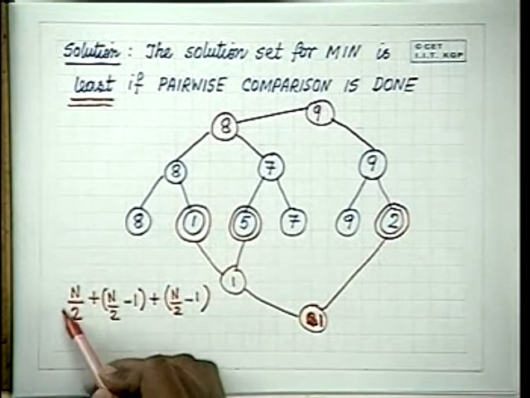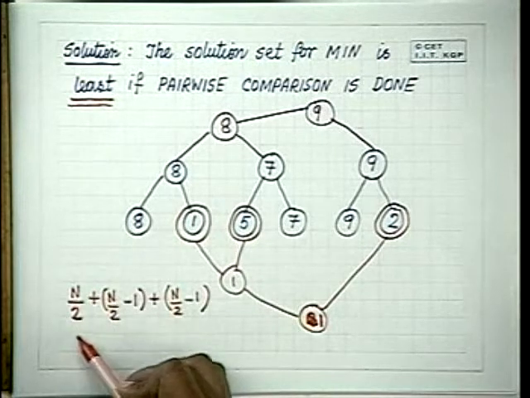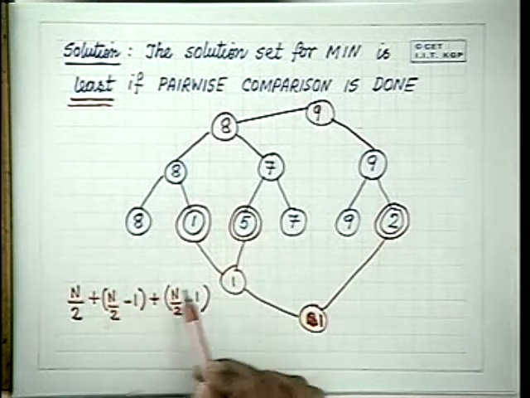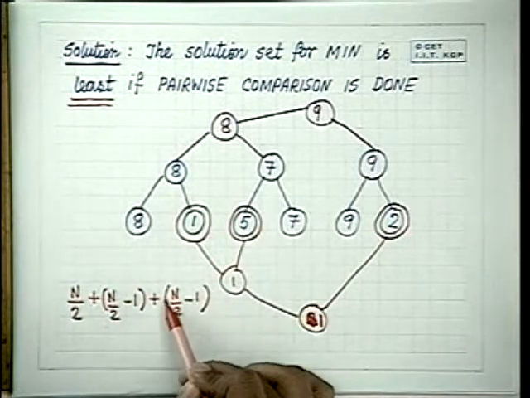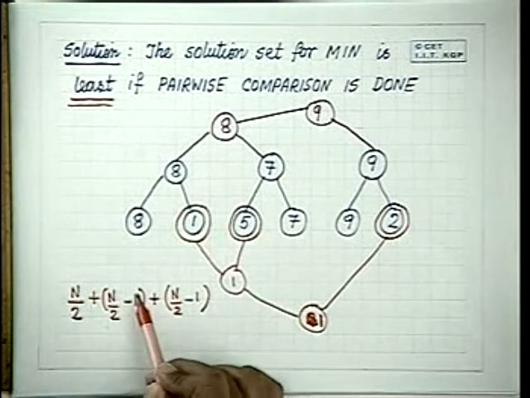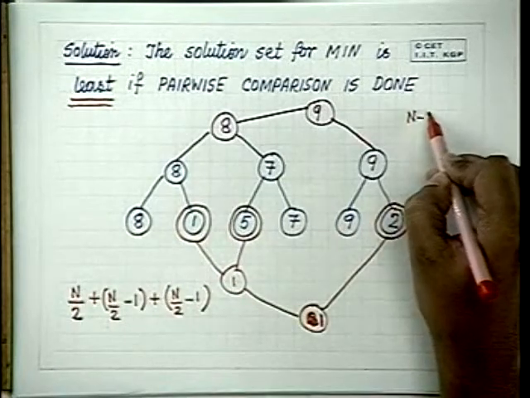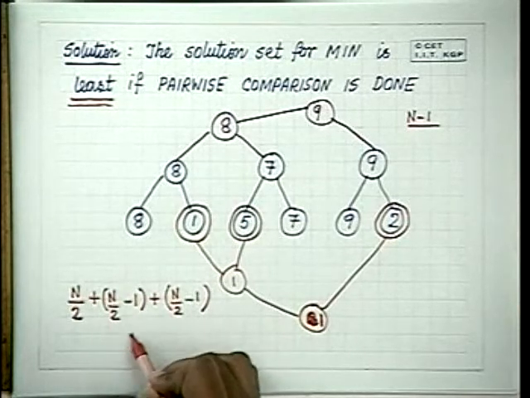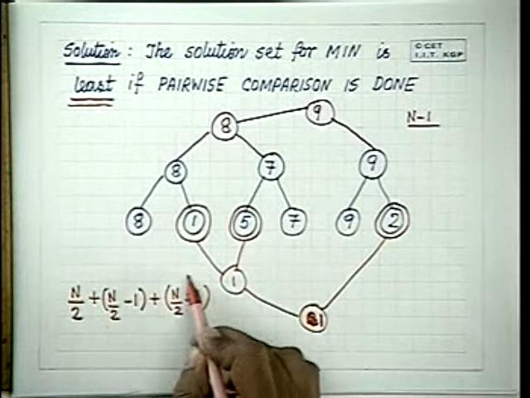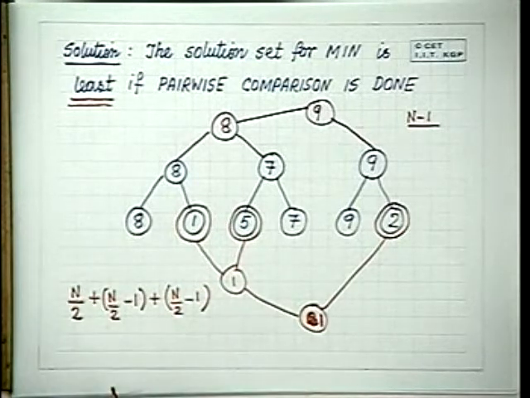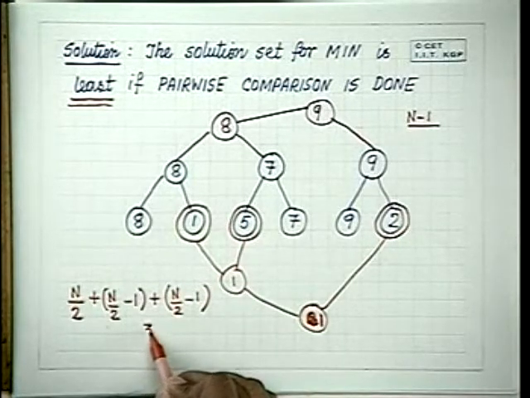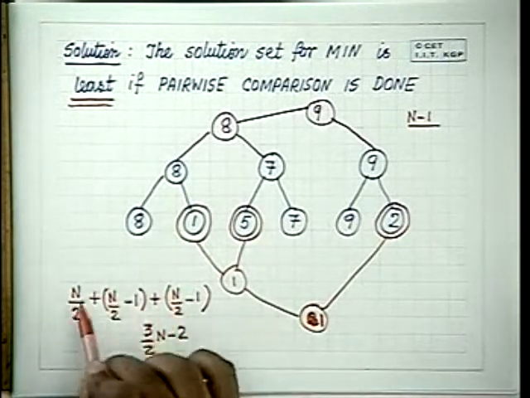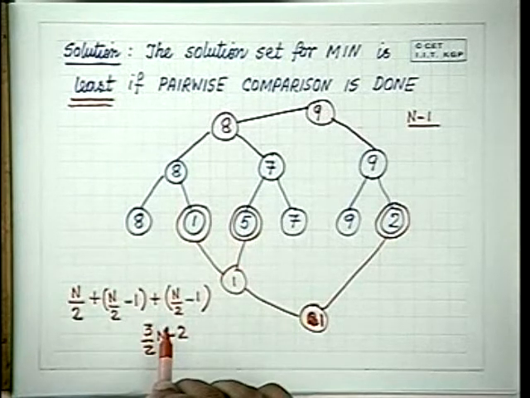This is the first round pairwise comparison. This is the maximum among the winners. This is the minimum among the losers. To find the maximum among n numbers, you require n minus 1 comparisons. Therefore, to find the maximum among n by 2 numbers, you will require n by 2 minus 1. Similarly, to find the minimum among n by 2 numbers, you will require n by 2 minus 1. And you end up requiring 3 by 2 n minus 2. This is for even.